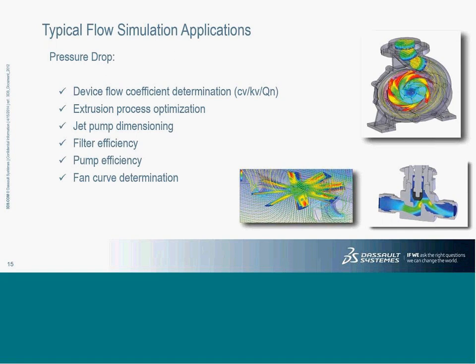So if it is hydraulic control, typically what we need is something called coefficients like CV, KV, Q, etc. So you can understand them from the software. It could have things like pumps where you want to ensure the pump efficiency, you want to design a fan curve, etc. So those could be a few simple applications. The pressure drop could be temperature.